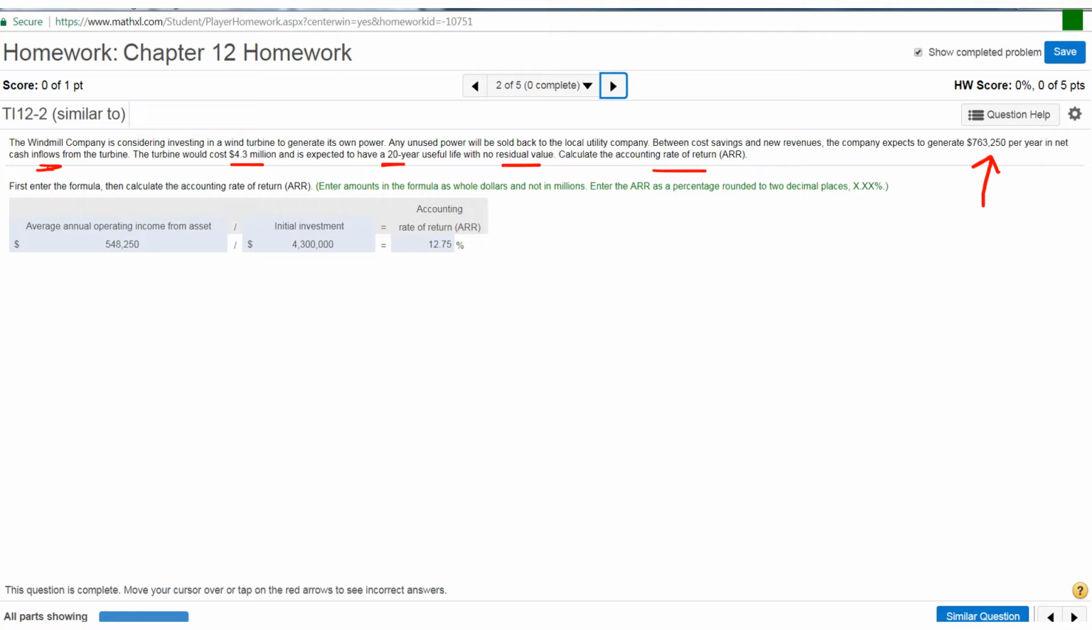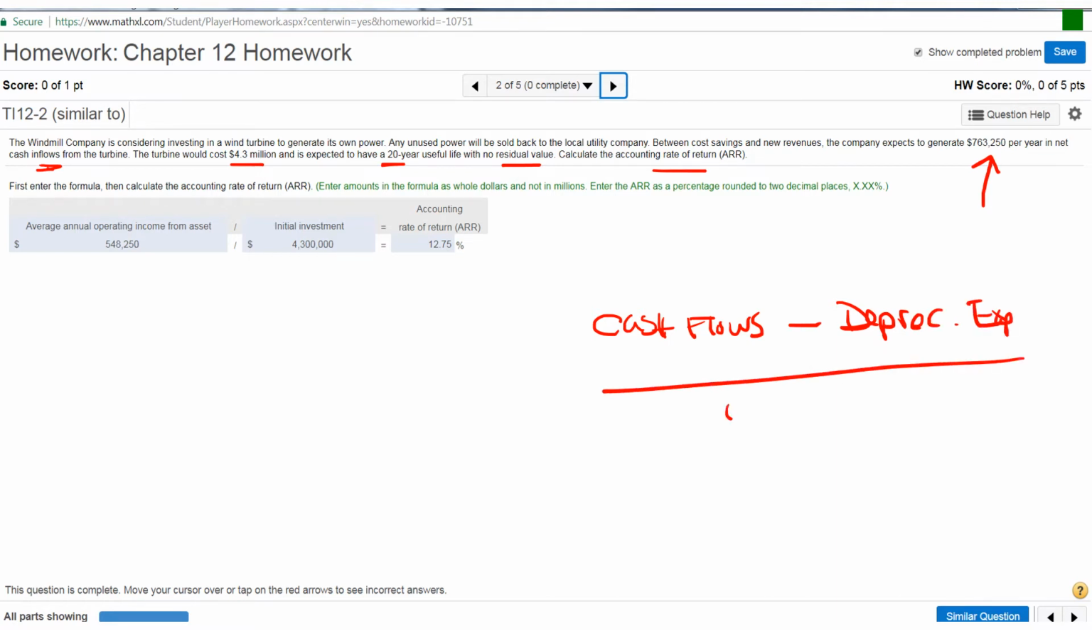So if you go back to look at the PowerPoint that I illustrated for you, one of the ways to calculate this, the ARR, is to take your cash flows. I'm going to write this right here to remind you. Subtract out your depreciation expense, and then divide that by your investment, and that'll give you your ARR.